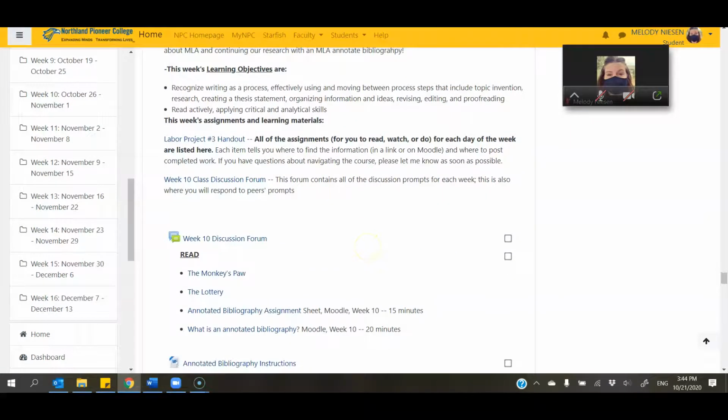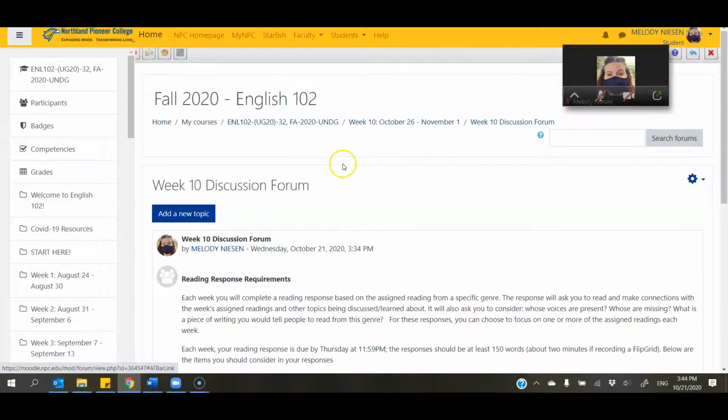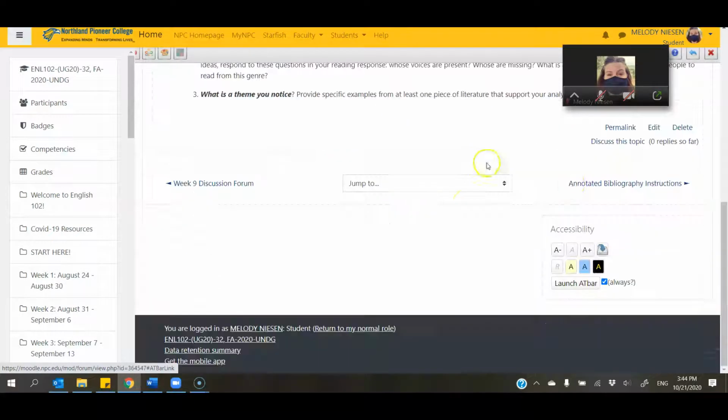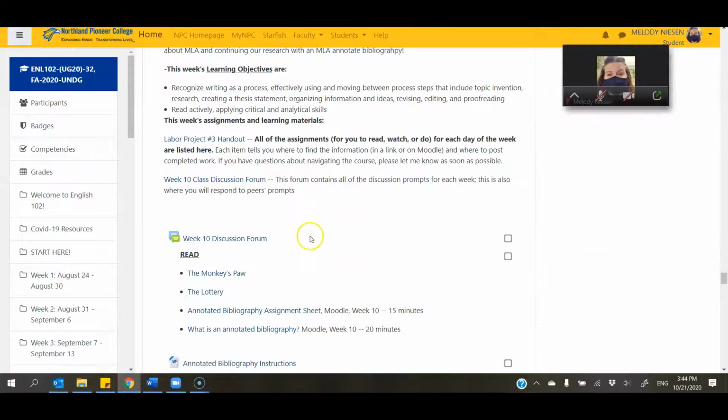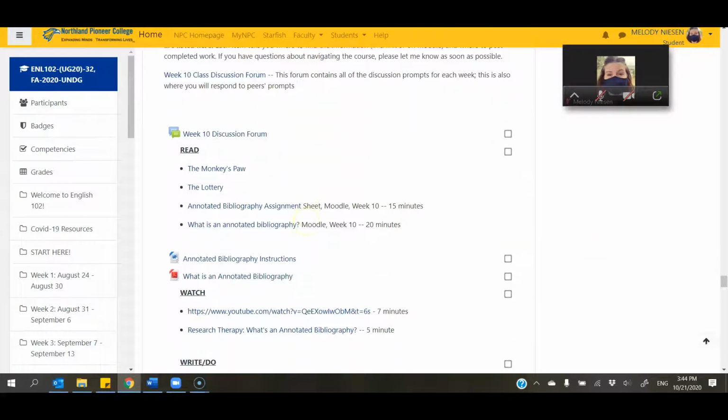So here we have our week 10 discussion forum. We are pretty used to what our discussions look like. We know to add our topic, we're going to go ahead and click discuss this topic, and we'll talk about why it's significant, who is present, and themes that we notice. So we're practicing our literary analysis skills there. And then for the project that is due on Sunday, we're going to look at the annotated bibliography assignment and then learn more about what annotated bibliographies are.